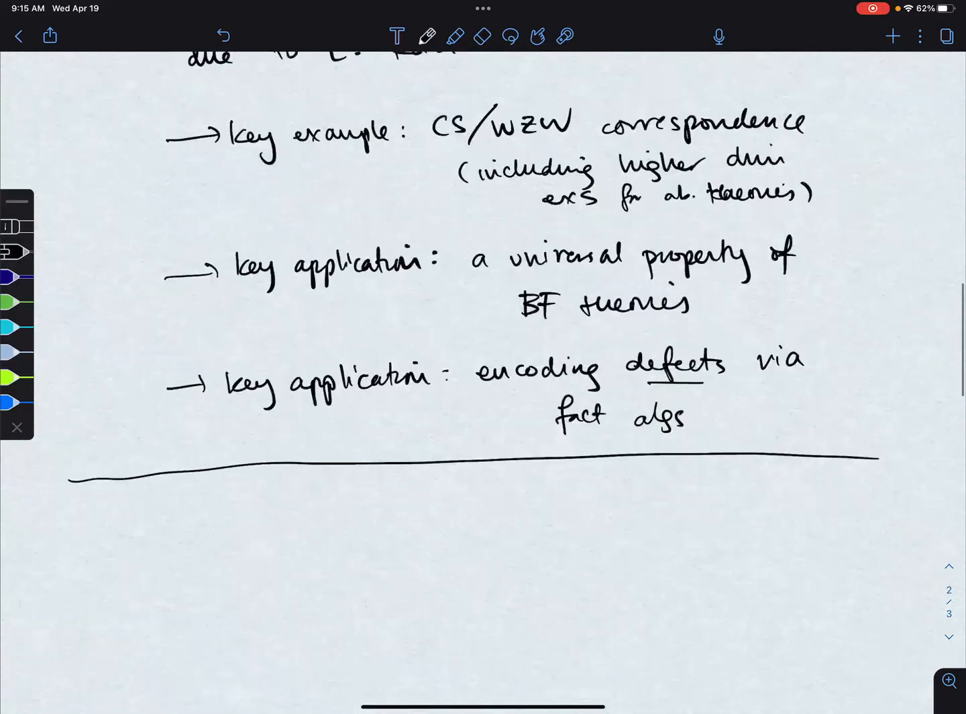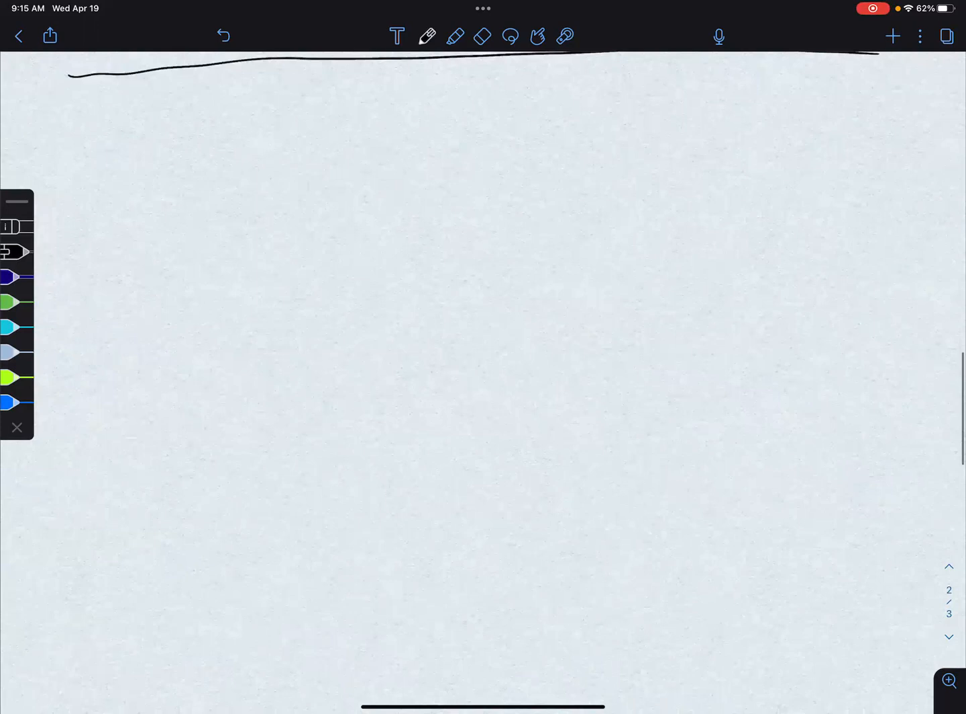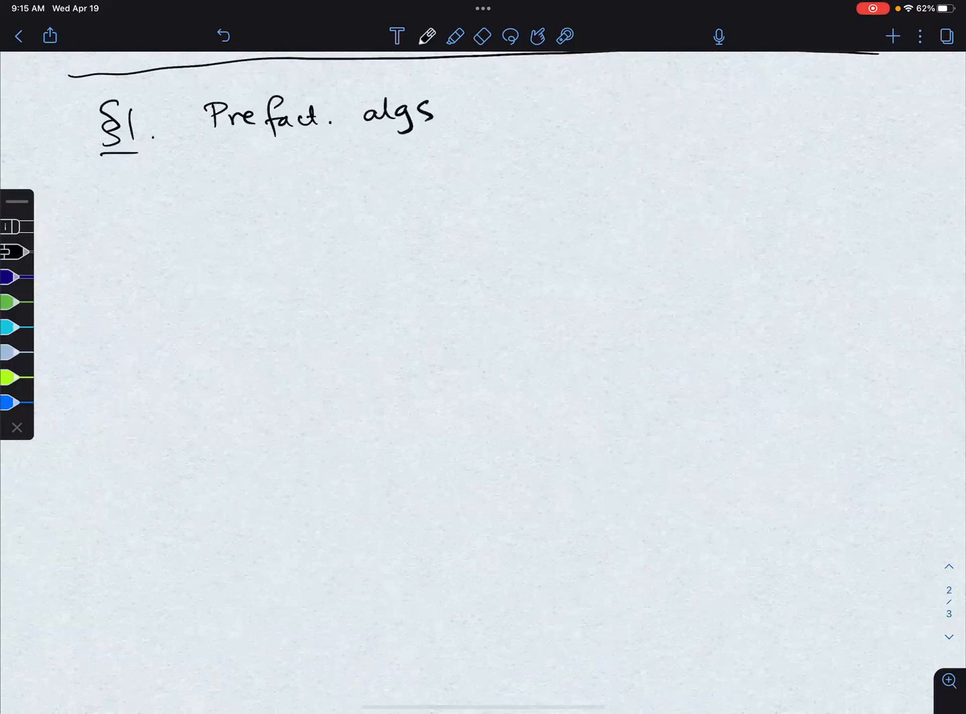So let me start by talking about pre-factorization algebras. I'm going to give a definition, but I'm going to interpret it on the side in terms of the language of QFT, if you want. So please interrupt, because I may be trying to do too much at once.